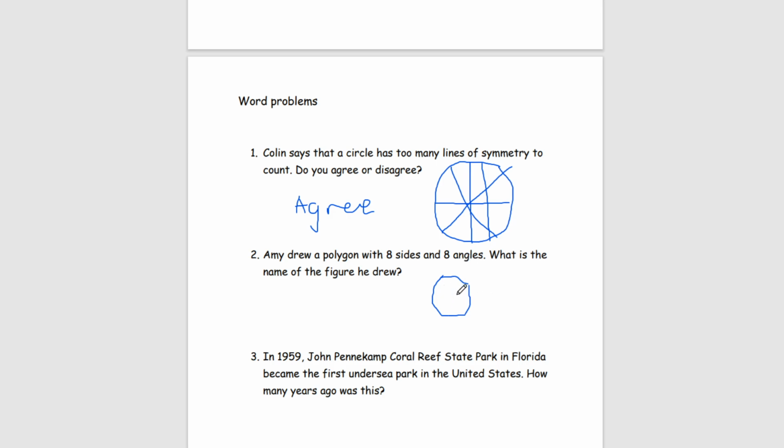And so this is the same shape as a stop sign. And we know that a stop sign is an octagon. So the name of the figure she drew is an octagon. And just as we know, octa stands for 8, which is why she drew 8 sides and 8 angles.